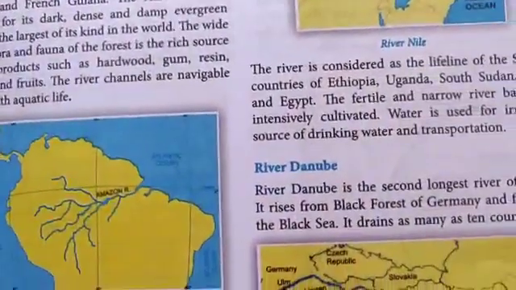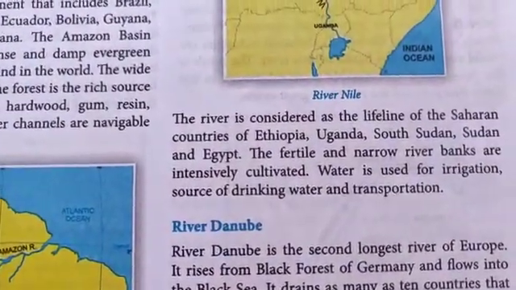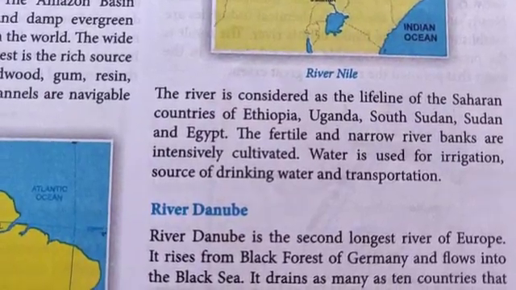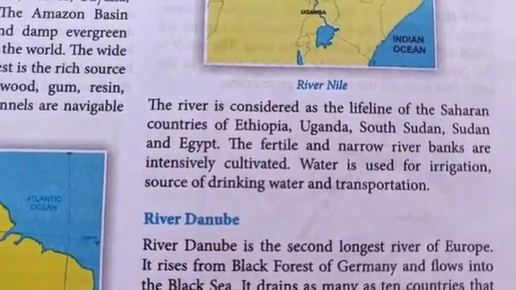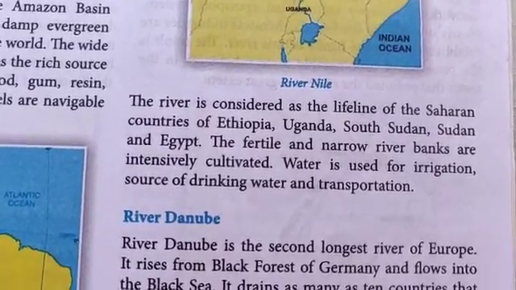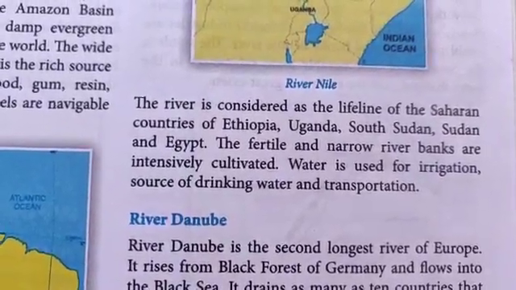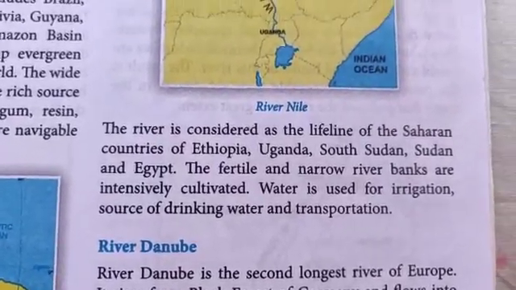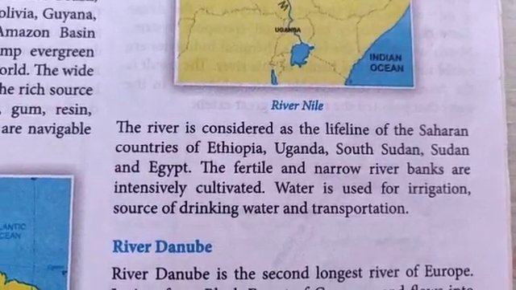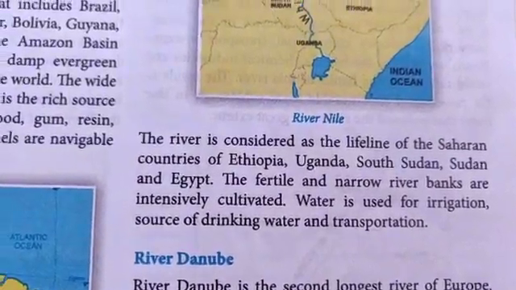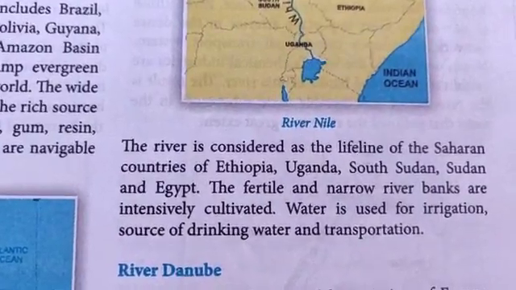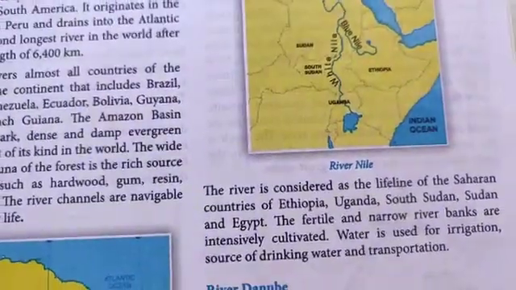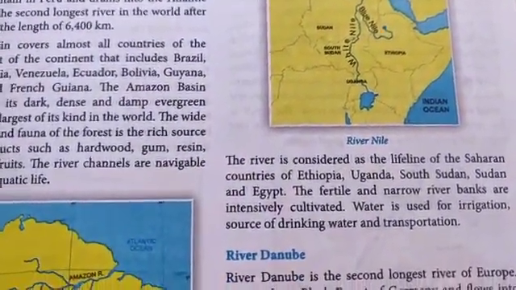Now underline, the river is considered as the lifeline of the Saharan countries of Ethiopia, Uganda, South Sudan, Sudan and Egypt. Saharan countries which lie between the region of the Sahara Desert. The fertile and narrow river banks are intensively cultivated. A lot of cultivation takes place over there. Water is used for irrigation, as a source of drinking water and for transportation as well. Huge ships can easily ply on the river Nile.